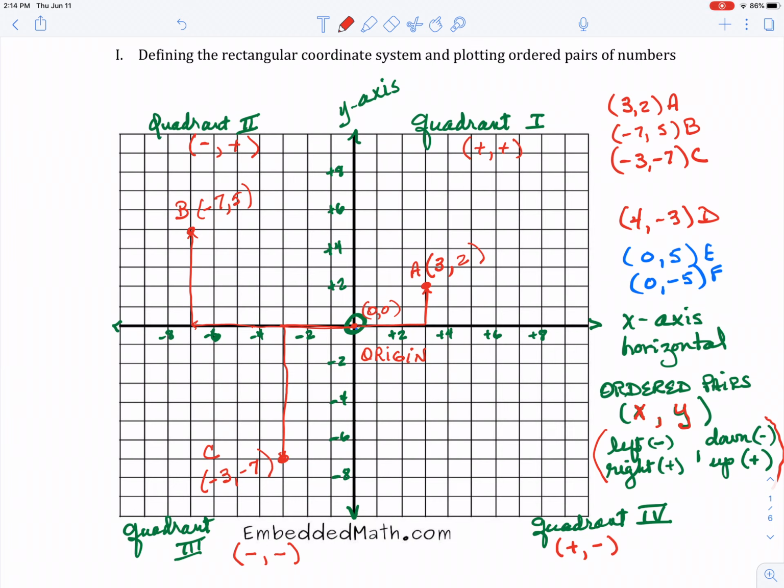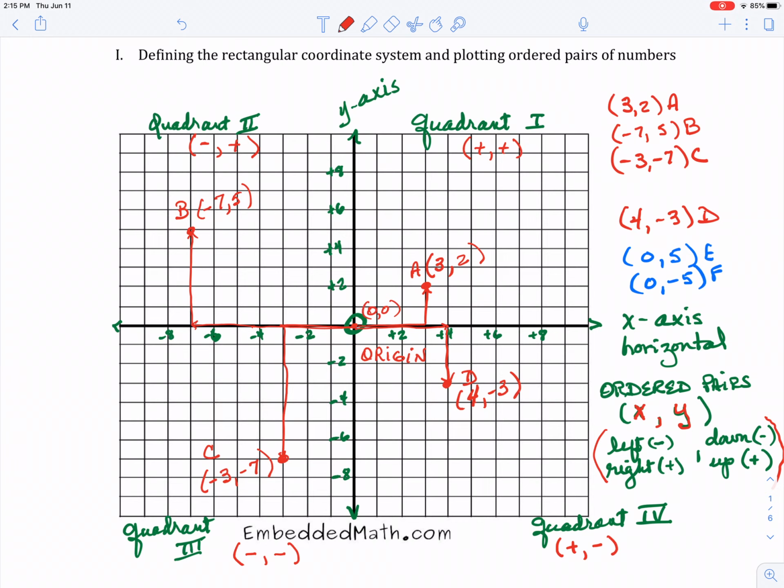The fourth point D has coordinates 4, -3. So I will go 4 to the right, turn and go down 3. And there is the point D, which has coordinates 4, -3. And you can see that sign pattern there, positive first and negative second.